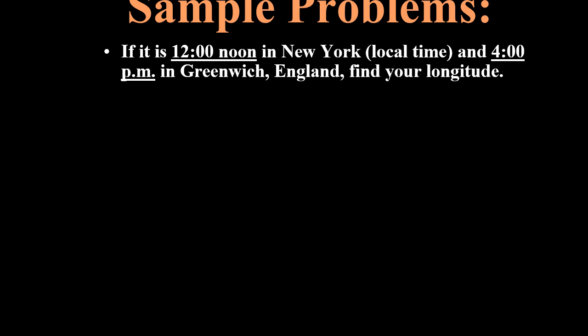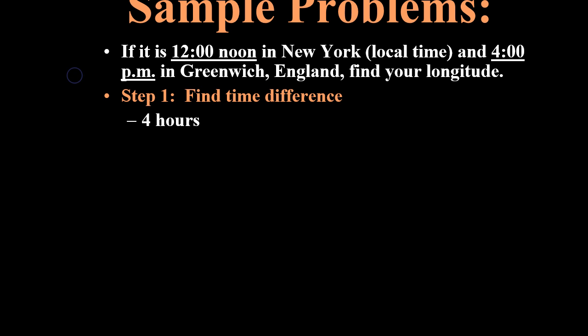This is an example of a problem that can help us determine our line of longitude. If it's noon in New York, our local time, and it's 4 p.m. in Greenwich, England, what is your line of longitude? Well, to solve this, we do a few steps. Step one is to find the time difference. So we know that it's noon in New York and it's 4 p.m. in Greenwich. Therefore, there's a time difference of 4 hours.